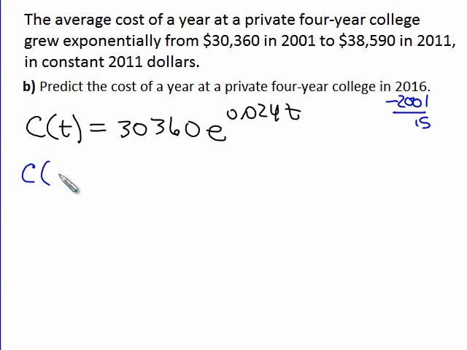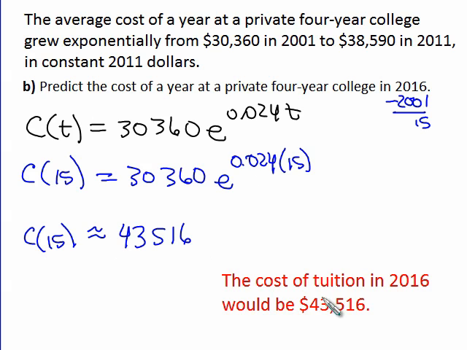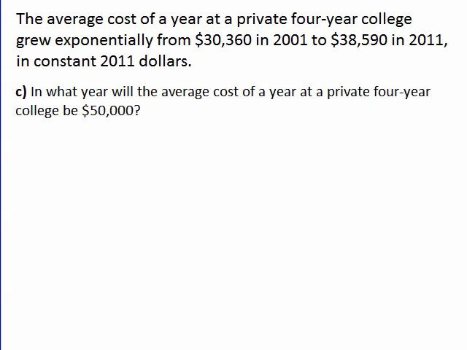So I need to find C at 15, which will be 30,360 e to the 0.024, and now we know t is 15. So I have to type all of this into my calculator and see that the cost in that year will be about 43,516. The cost of tuition in the year 2016 then will be about $43,516. Part C, in what year will the average cost of a year at a private four-year college be $50,000?